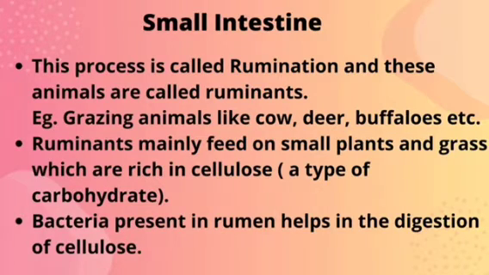They are called ruminants. Example, all grazing animals such as cows, buffaloes, deer, etc. are called ruminants. Now what do these animals basically eat? They eat mainly small plants and grass which are rich in cellulose. So what is cellulose? Cellulose is a type of carbohydrate.